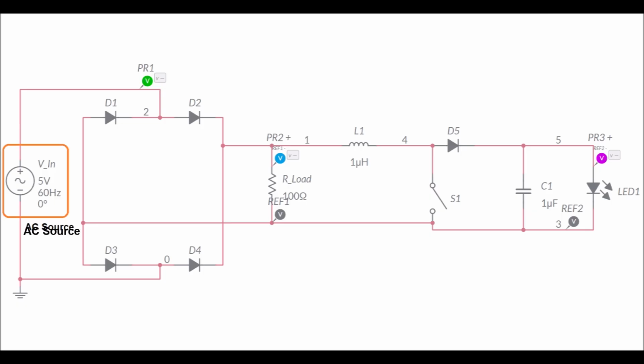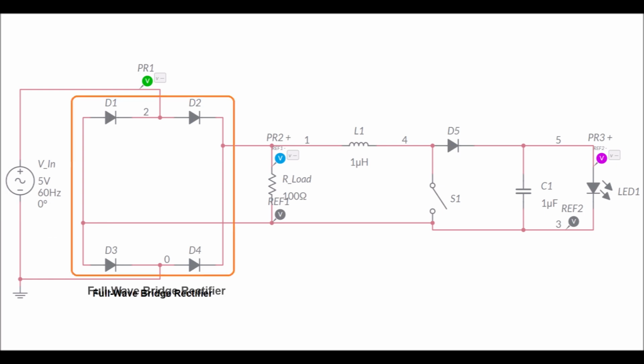The circuit starts with an AC voltage source. This AC source represents the alternating voltage produced by a wind turbine due to continuous rotation of its blades. Since wind speed varies, the voltage is not stable in real life, which is why power conditioning is required.